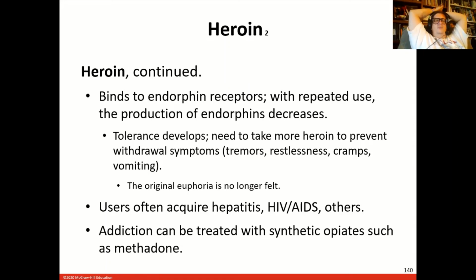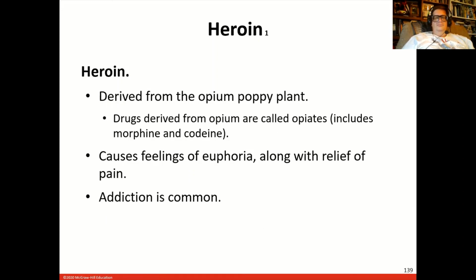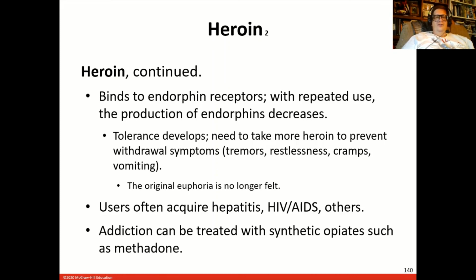How it works: heroin will bind to endorphin receptors, so your body thinks they're endorphins, painkillers. But if you keep taking it, your body will stop making endorphins because there's plenty there. Then you need to take the drug. So tolerance develops, and that means you need more of the drug to prevent withdrawal. Withdrawal is really bad. You get the tremors, restlessness, cramps, vomiting, and eventually you get to the point you won't feel the euphoria, and you're not making the natural dopamine, the natural endorphins that you should be.